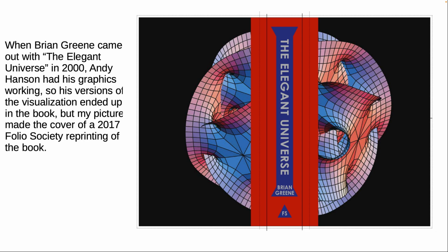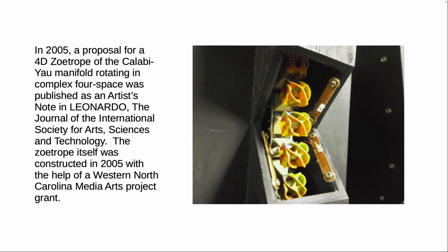So when Brian Greene came out with The Elegant Universe in 2000, Andy Hansen had his graphics working, so his versions of the visualizations ended up in the book, but my picture made the cover of a 2017 Folio Society reprinting of the book. And there it is.